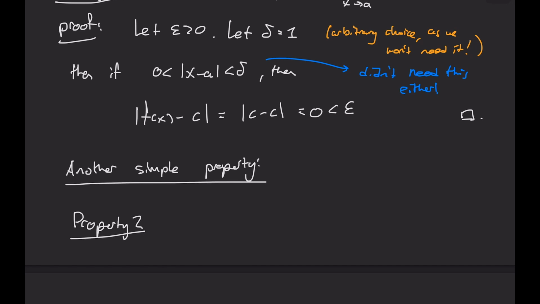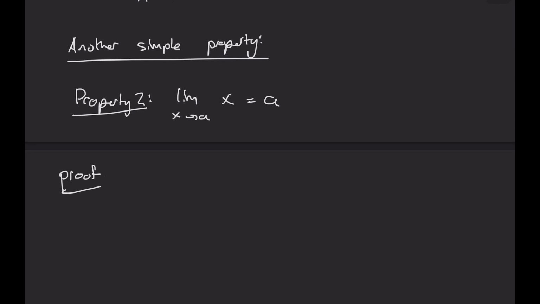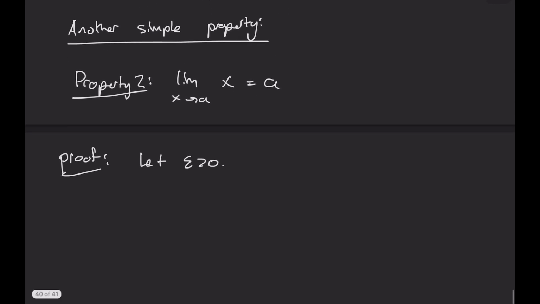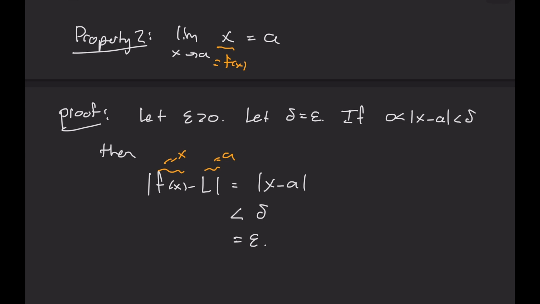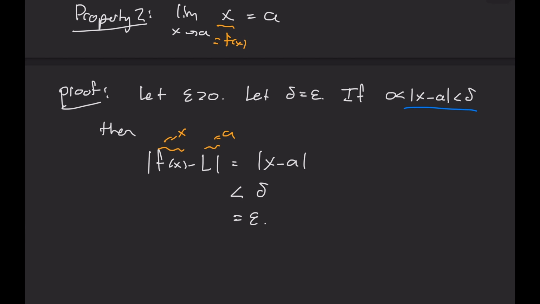So that was a pretty simple argument, but let's do another fairly simple argument. Let's prove property 2, that the limit as x goes to a of x equals a. Proof, let epsilon be greater than 0. And this time we're going to take delta to equal epsilon. If x minus a in absolute value is less than delta, then our f of x minus our L, our f of x is just x, and our L is just a, so that's just equal to x minus a, and that's less than delta, which is equal to epsilon. So the proof just kind of did itself by choosing delta to be clever here.